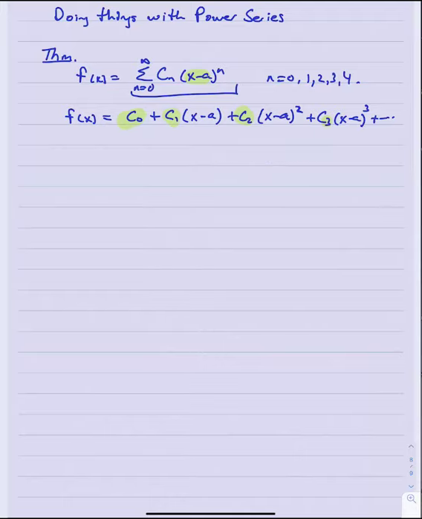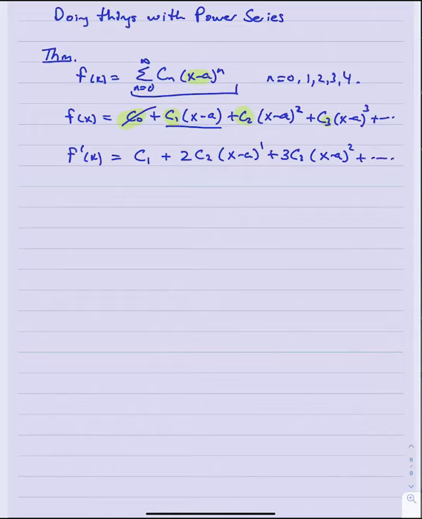All right, now, if I were to ask you, how would you take the derivative of this? Well, I know how to take derivatives of polynomials. I know constant terms would disappear. I know for this part, the chain rule would say that I have c1 times x minus a to the 0, so that would just be c1. I would have 2c2 times x minus a to the first. I would have 3c3 times x minus a squared plus dot dot dot.